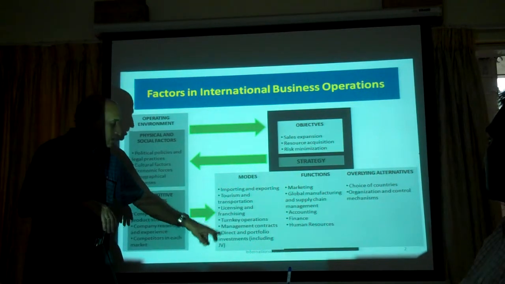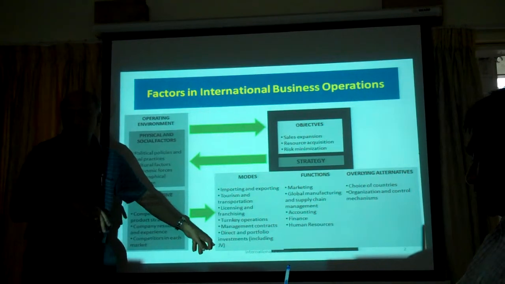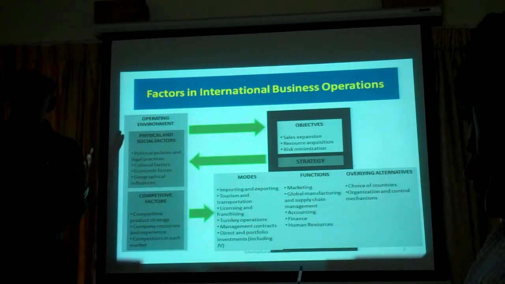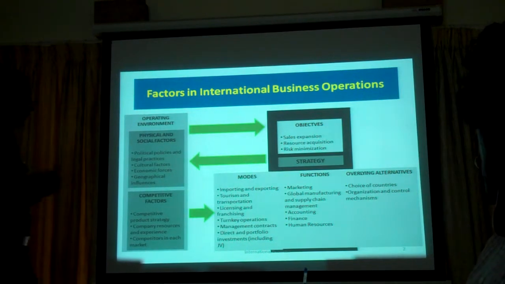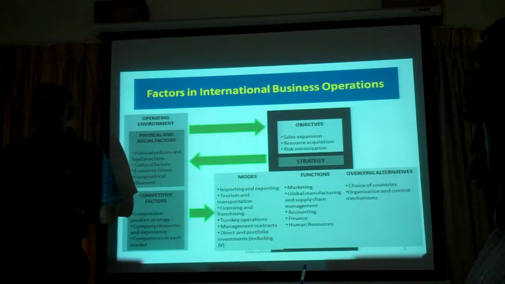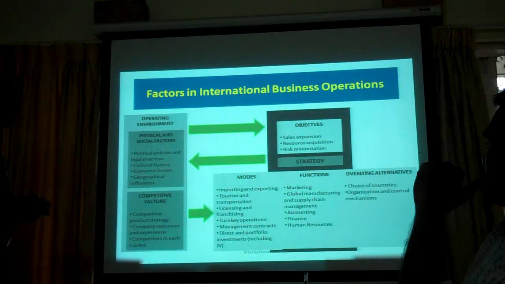Now, the commitment to your market increases as you go down, right? Because starting from importing and exporting, your commitment to the other market is minimum. Whereas as you go down to direct investment and portfolio investments, your commitment is so much more, both in terms of financial and other resources.